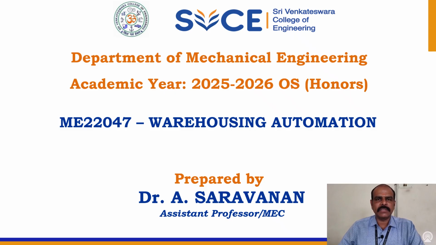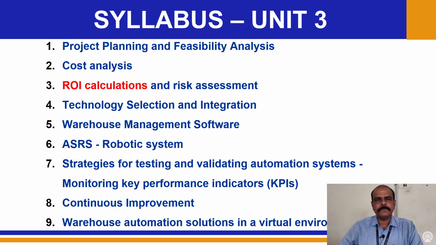So in this particular presentation, we will discuss the third chapter in Unit 3, that is return on investments. Mainly, what is return on investments, and how it is going to crucially modify the working of warehousing automation. We'll also discuss some numerical problems in this regard, how to calculate the ROI, return on investments. So this is the content for this chapter as well as for this video presentation. So directly we'll jump into the content.